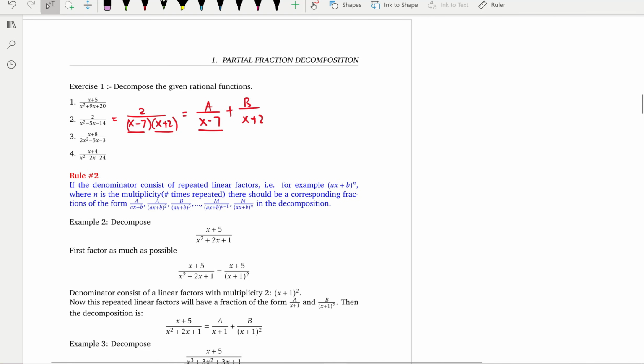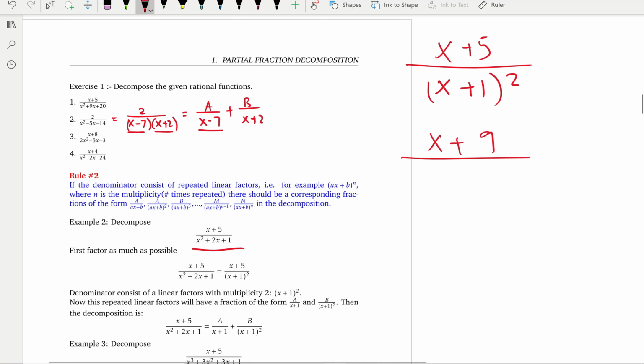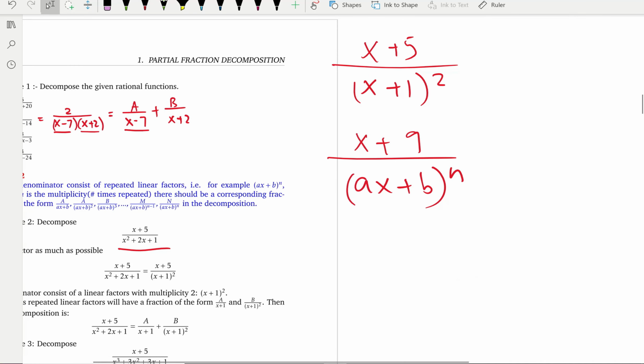So let's write down a couple of examples. So x plus 5 over x square plus 2x plus 1. So the very first thing you do is again you factor the denominator as much as possible. So if you factor, you get x plus 1 square. Now let me take a general case like x plus 9 over ax plus b, where a and b are numbers. So what do we do? Alright, so we have a repeated factor here. x plus 1 is repeated twice. So that is the meaning of this 2.